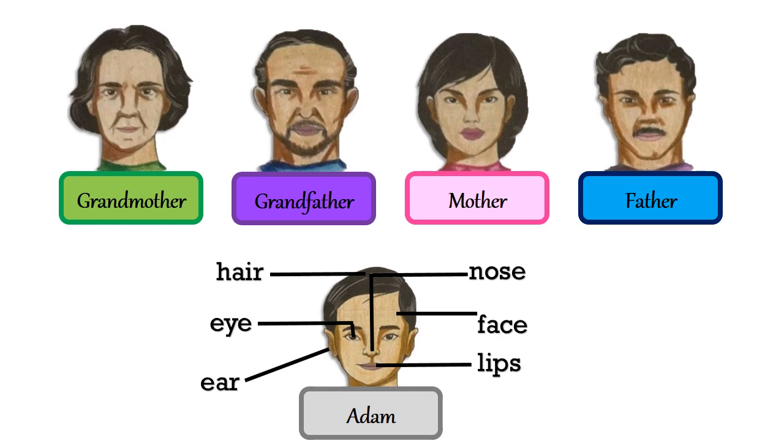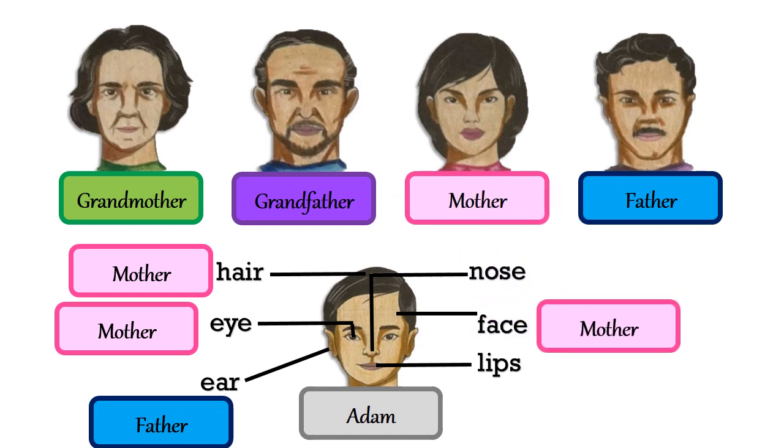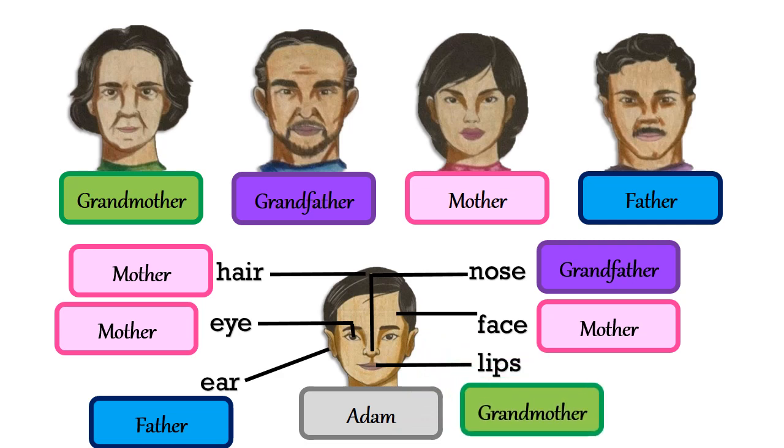The shape of Adam's ears was inherited from his father. His hair type and the shape of his eyes were inherited from his mother. His face resembled his mother's face too. Meanwhile, Adam inherited the shape of his grandfather's nose and at the same time inherited the shape of his grandmother's lips.